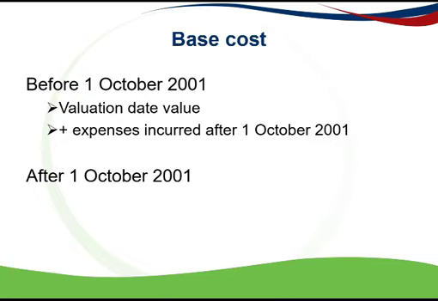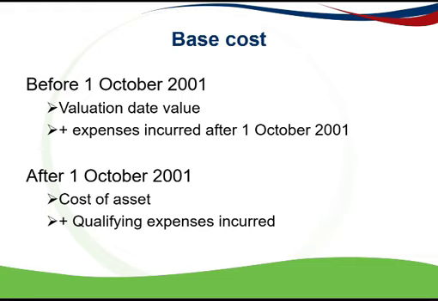If it was purchased before, then we exclude, I'll show you in a diagram now, we exclude everything before the 1st of October, and we have to calculate a valuation date value, which is the value of the asset on the 1st of October. And then to that we add any qualifying expenses that were incurred by the taxpayer after the 1st of October 2001. We'll have a look just now at what qualifying expenses are. If the asset was purchased after 1 October 2001, then we can take the cost of the asset plus any qualifying expenses that were incurred.